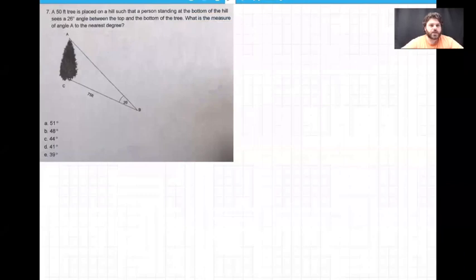All right, a 50-foot tree is placed on a hill such that a person standing at the bottom of the hill sees a 26-degree angle between the top and bottom of the tree. What is the measure of angle A to the nearest degree?